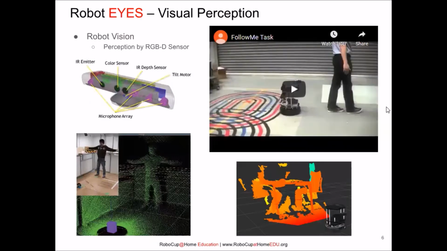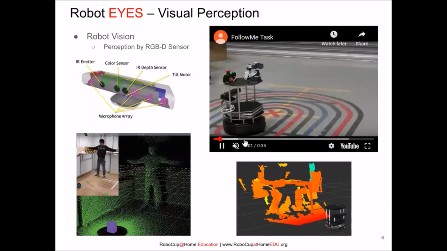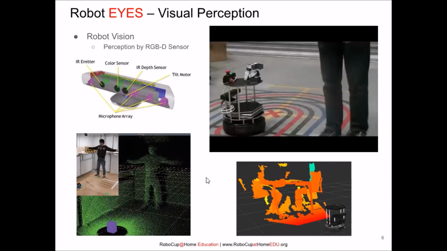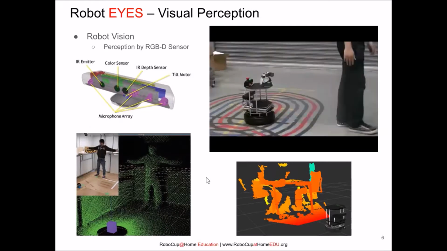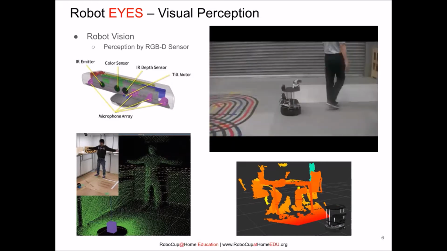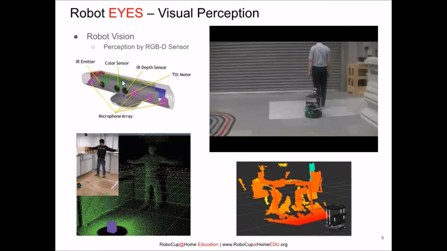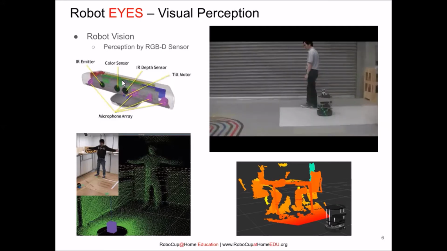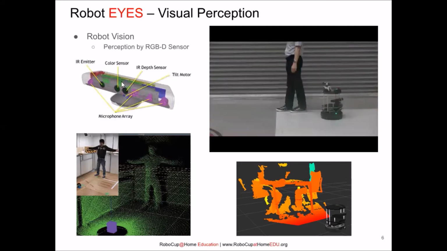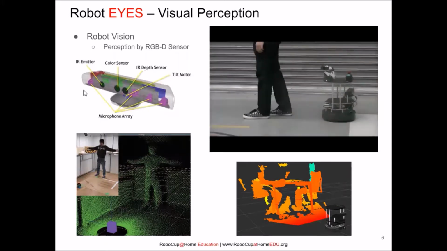Then we have the eye, which is visual perception. Over here, I show you an example of a follower, where the robot will follow. We use visual perception to track and see what's happening in front and in the surrounding. For this visual, we are using an RGBD sensor, which is not only a camera system or only color information. We are also using infrared, because this is the Kinect sensor.